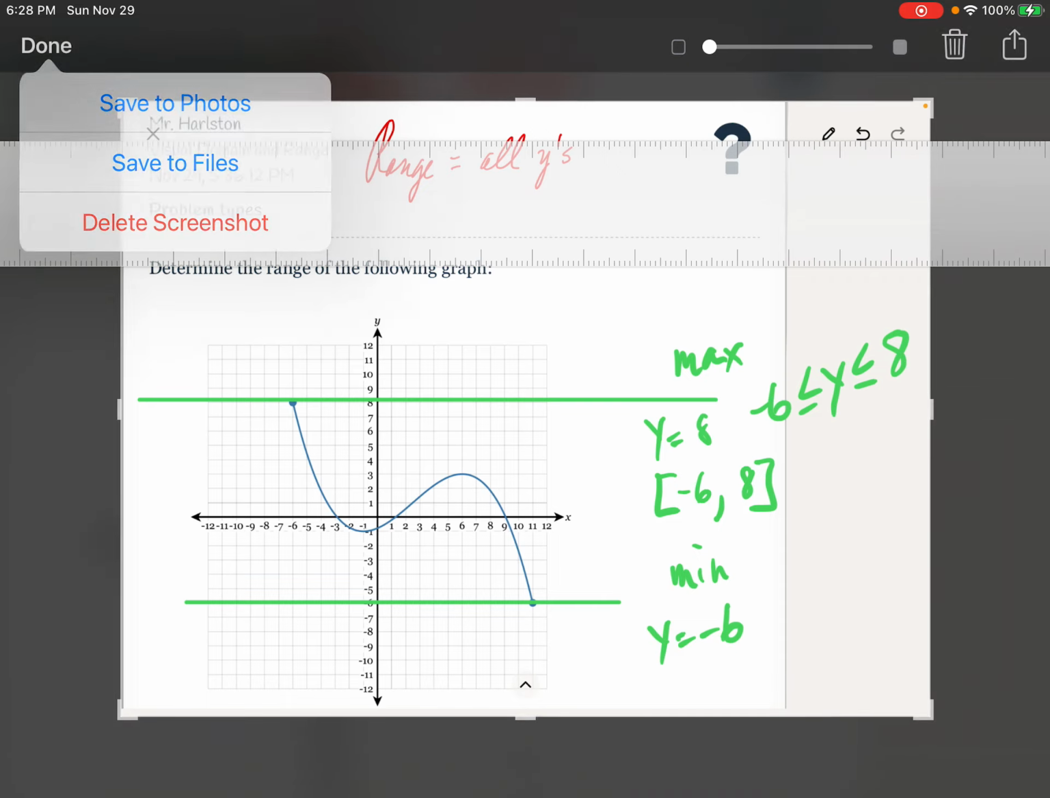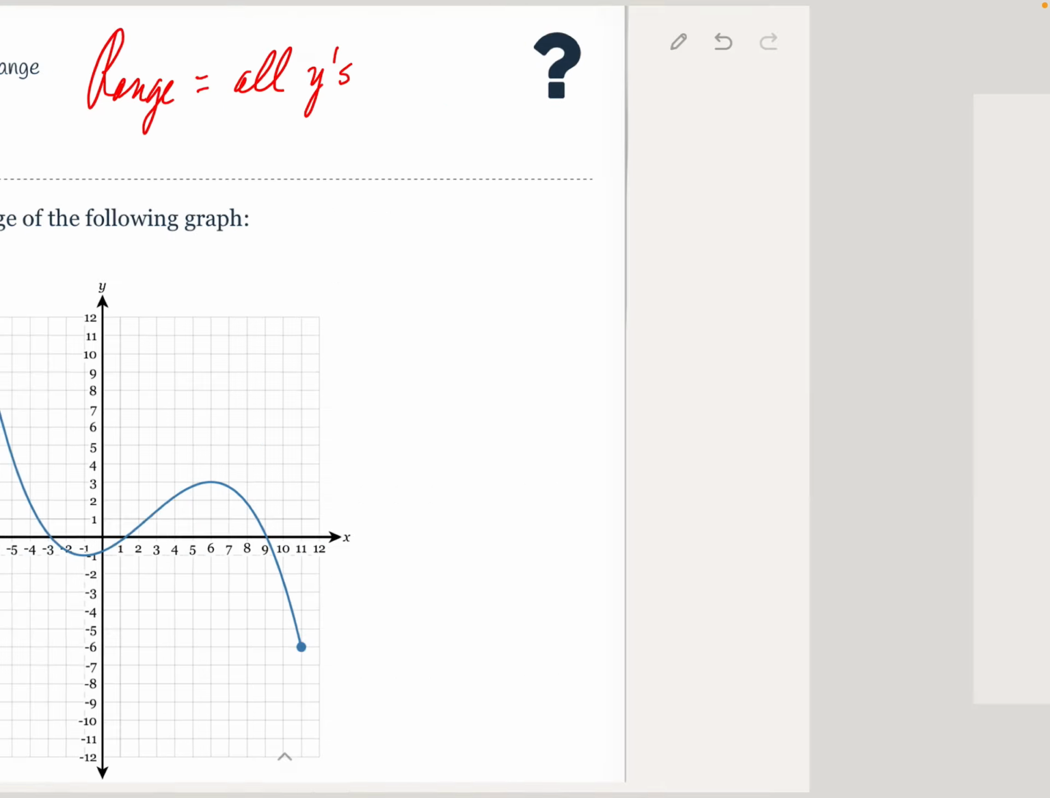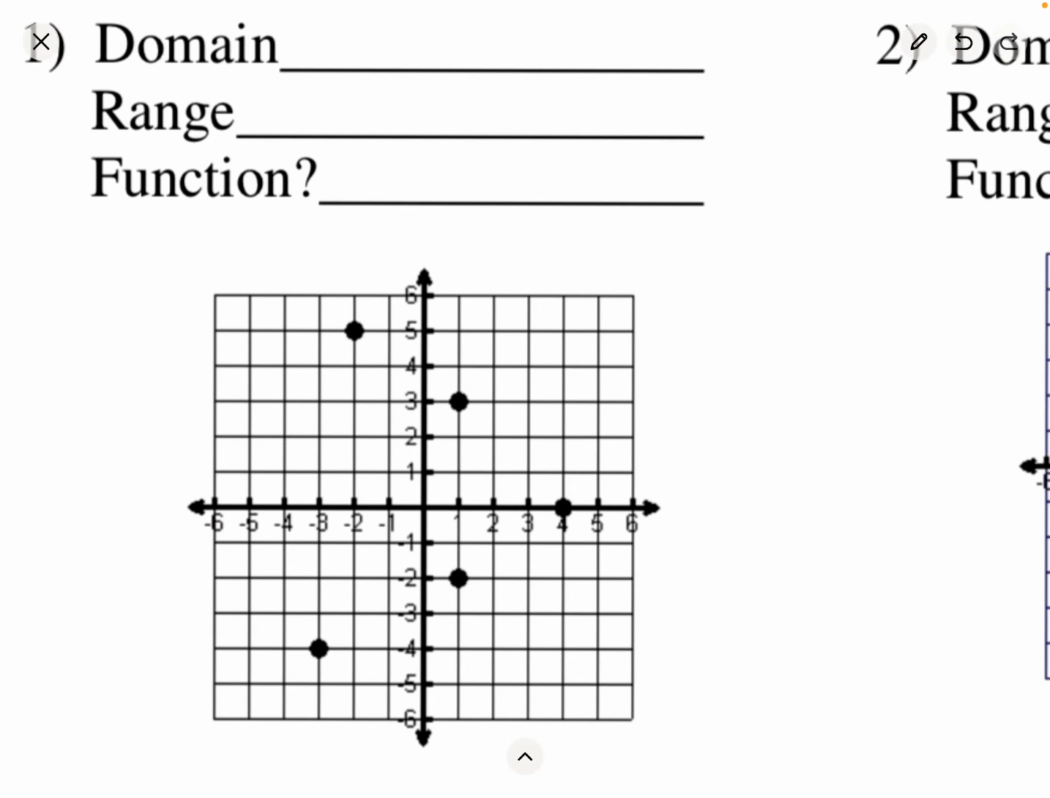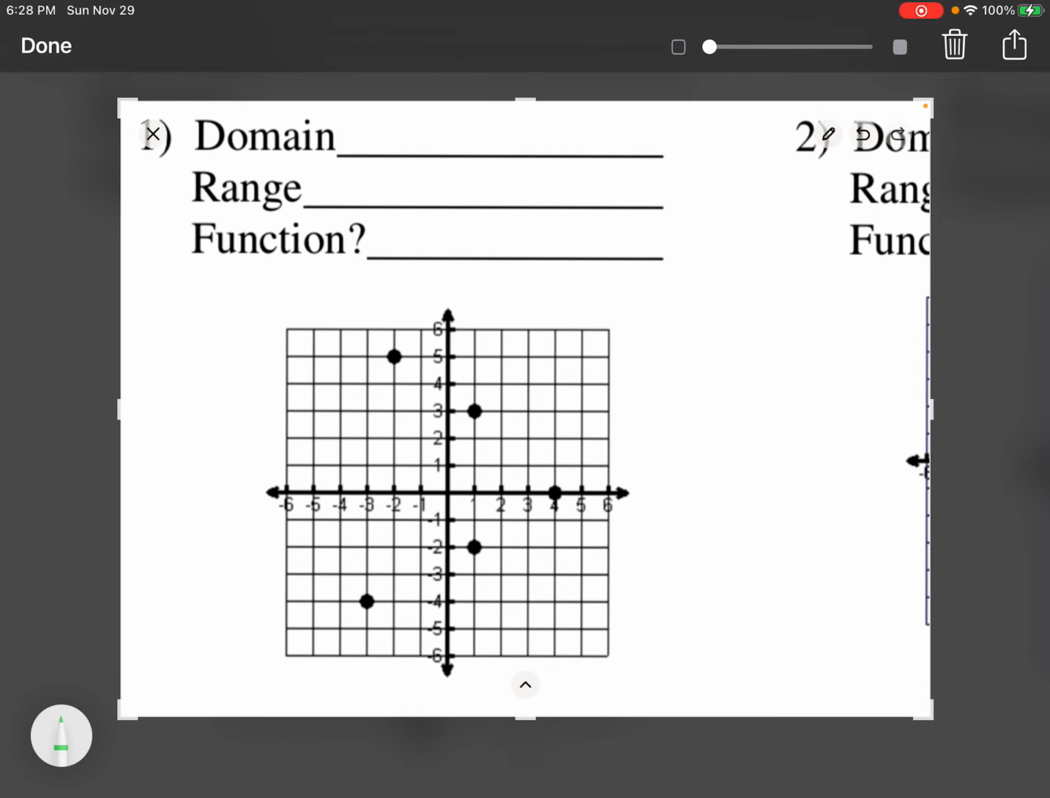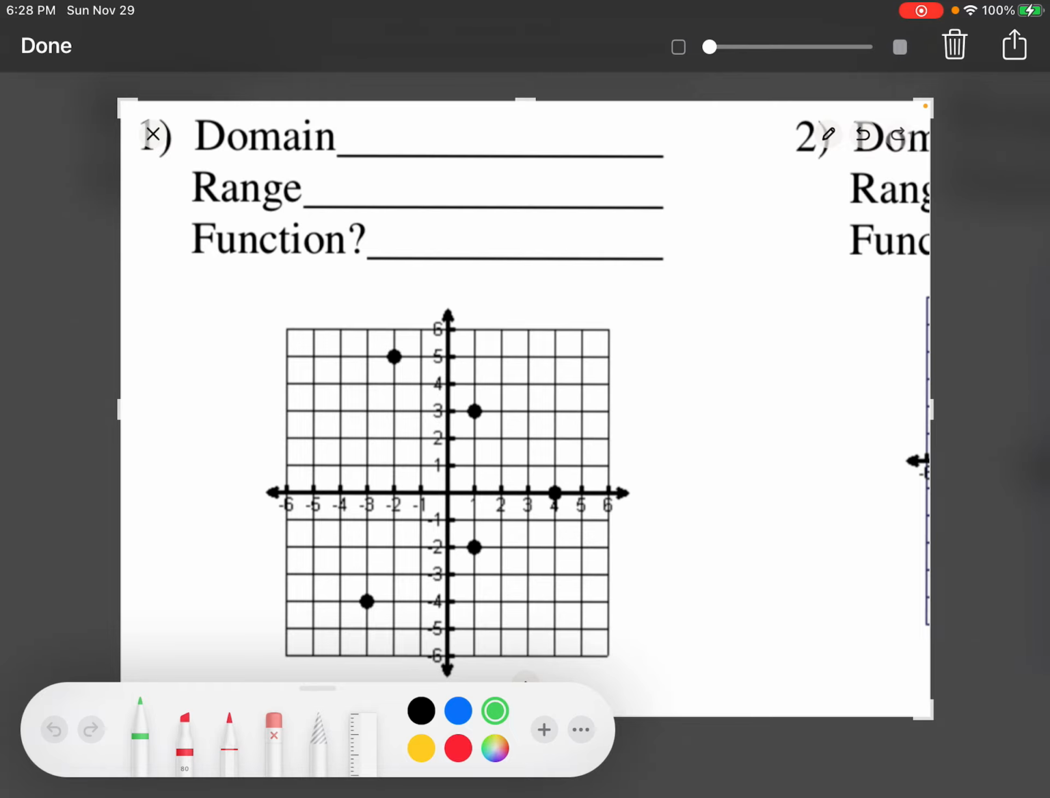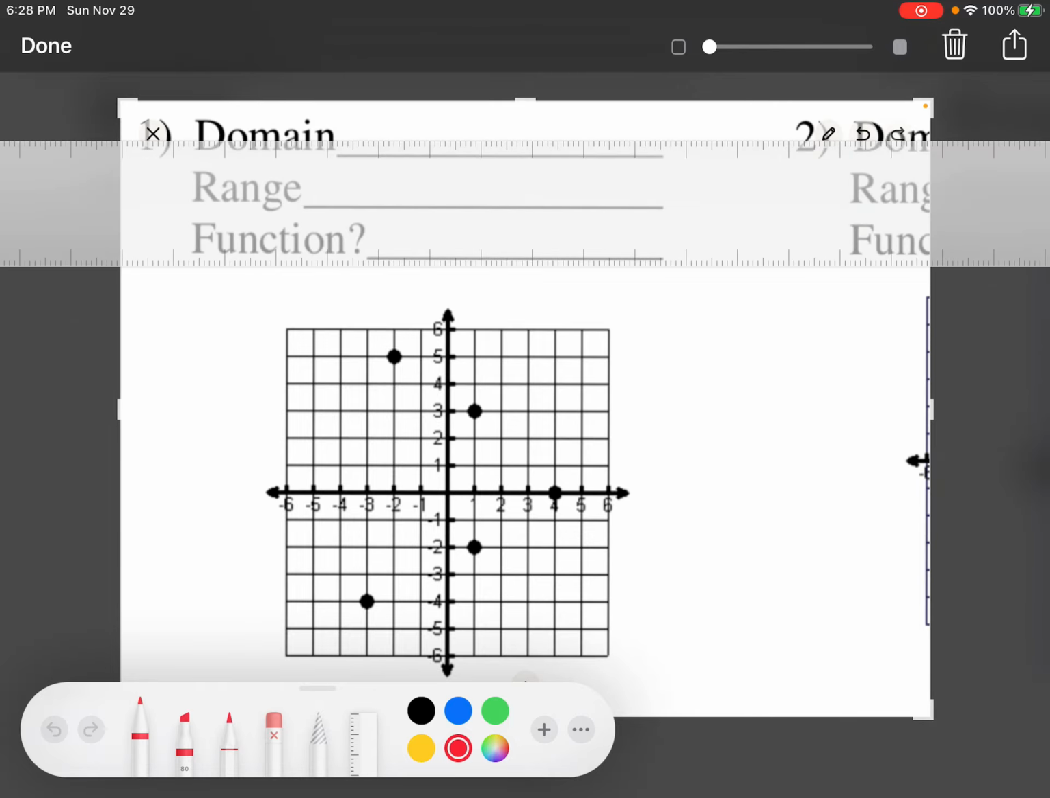So done, delete this, go to the next one. Now this one is not continuous, so we can't just use the interval notation or the inequalities. We're going to have to actually state what the range and the domain are for both of these. But the first thing I want to do, let me take a picture, is use my ruler. I'm going to do red first, and I need a ruler. Make this vertical.